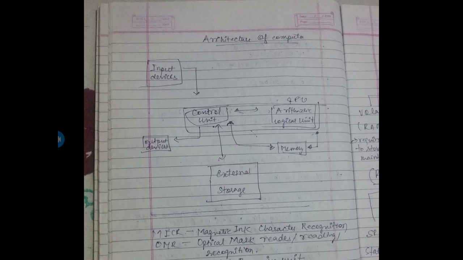DRAM is used for main memory, while static RAM is used for cache memory. Static RAM consists of six transistors per byte, while a dynamic RAM consists of one transistor and one capacitor per byte.